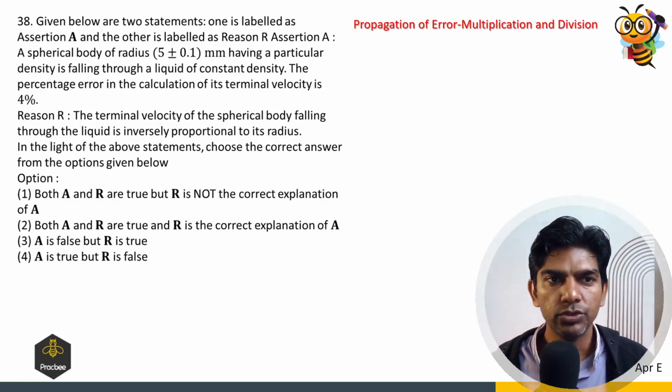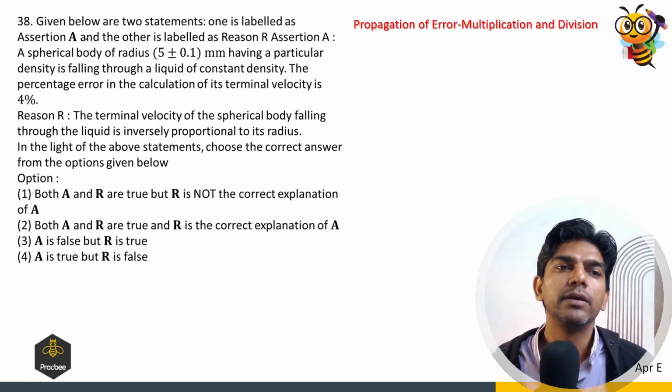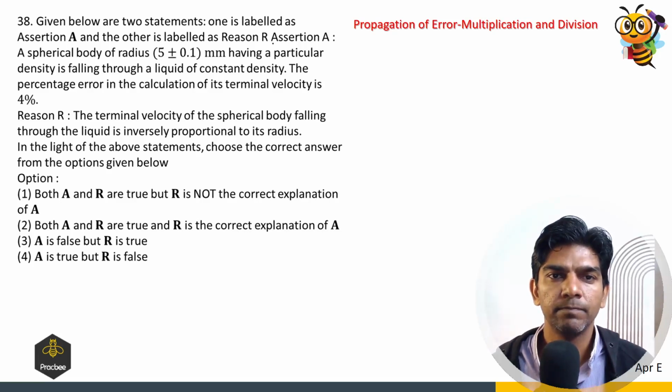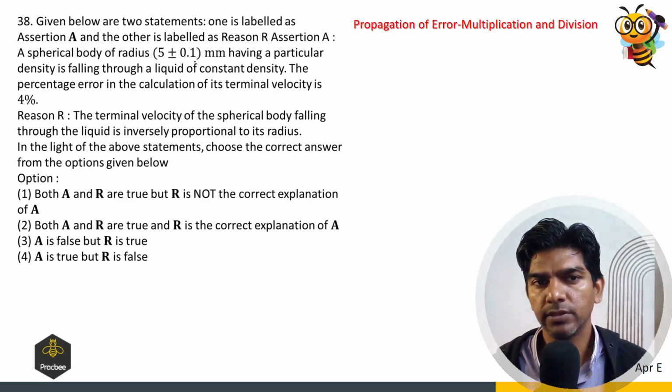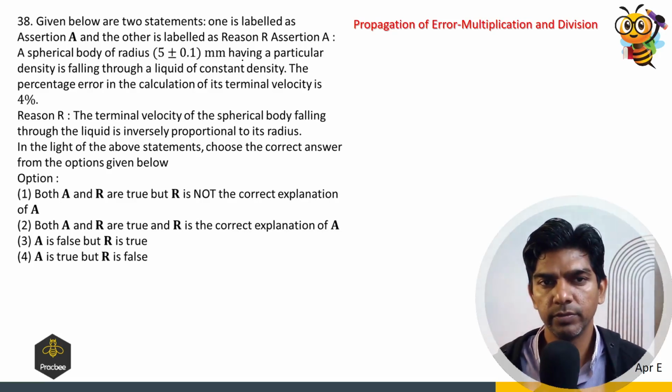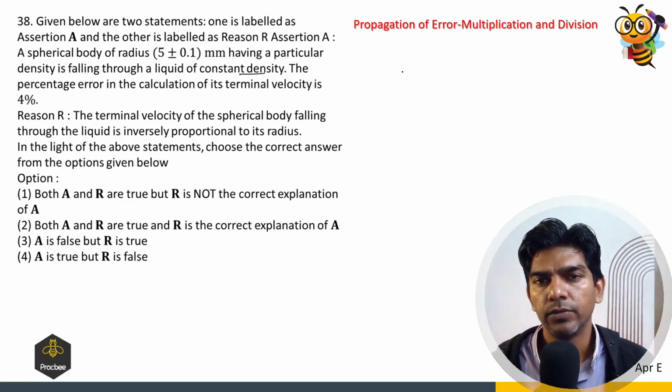Now let us see this question based on the same problem type. So here we have given assertion and reason. The assertion is given as: a spherical body of radius 5 plus minus 0.1 millimeter. So 5 is the value and 0.1 is the error in the measurement. Having a particular density, it is falling through a liquid of constant density. The percentage error in the calculation of its terminal velocity is 4%, right?